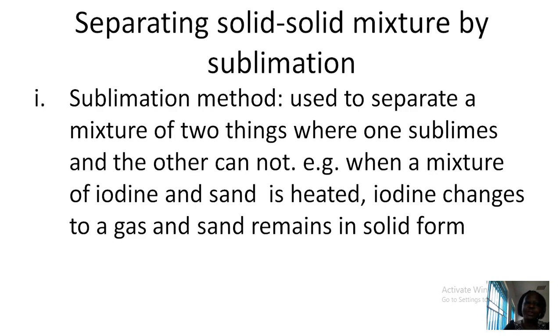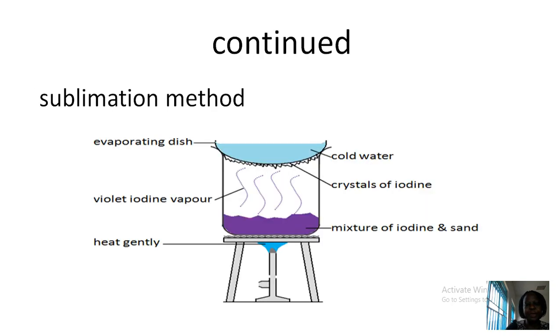Sublimation is a method used to separate a mixture of 2 things where one sublimes and the other one cannot. For example, if I have a mixture of iodine and sand, and then I heat it, iodine will sublime and change to a gas, whereas sand will remain in its solid state. So I'll be able to separate the two.